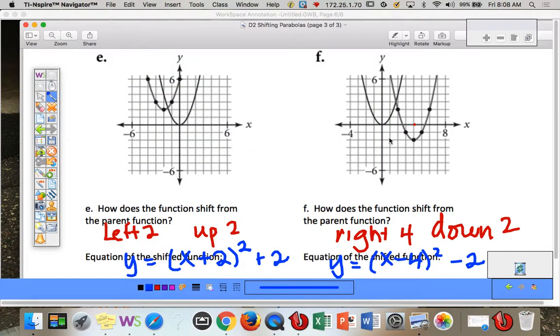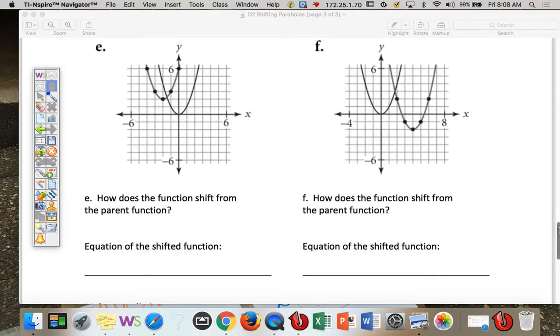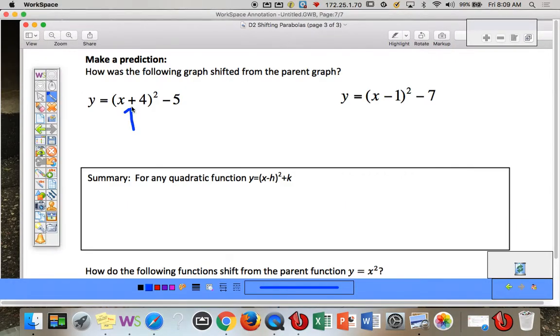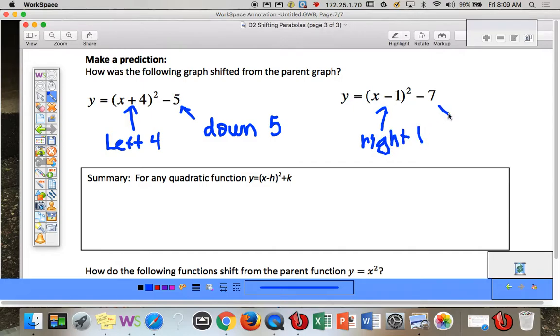So it turns out the same rules apply to quadratics as they do to linear functions. So make a prediction, how was the following graph shifted from the parent function? So the plus 4 would be left 4. The minus 5 would be down 5. The minus 1 would be right 1. The minus 7 would be down 7.